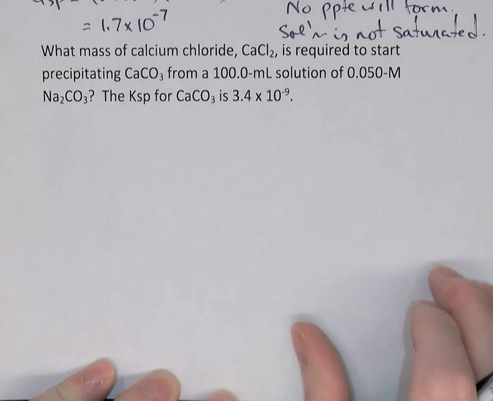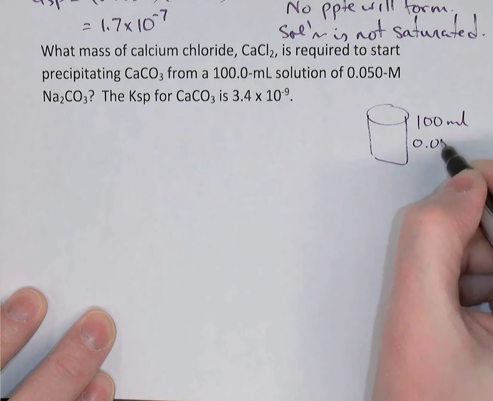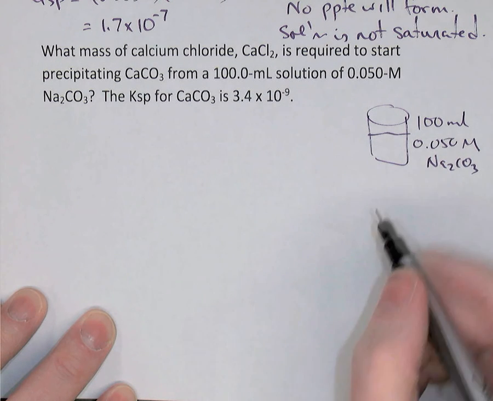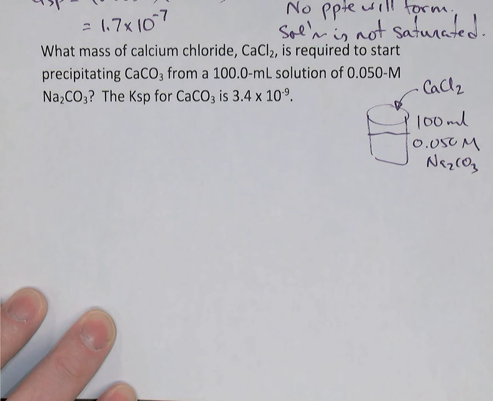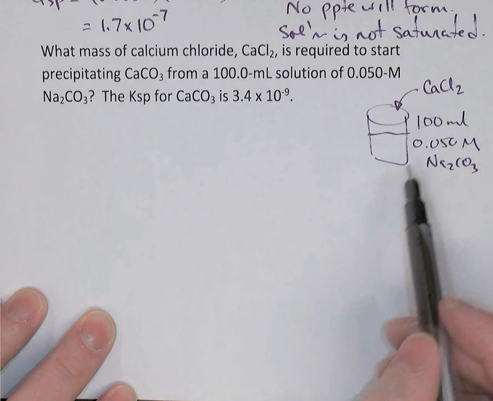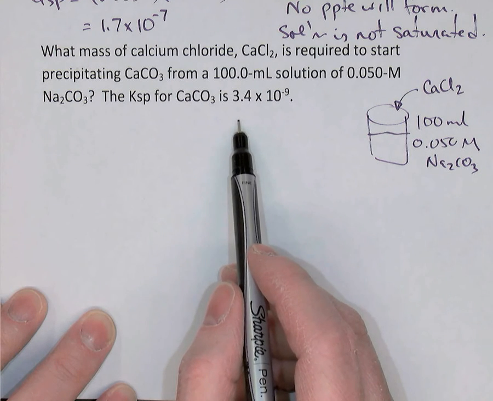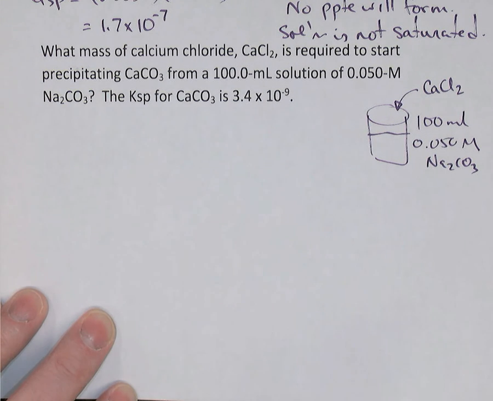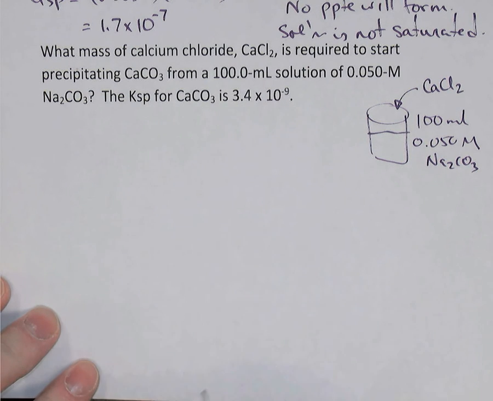So if we make sure we understand what the question's asking, we have 100 mL of 0.05 molar sodium carbonate solution. And into this solution, we're going to add some calcium chloride. The question's asking us, what mass of calcium chloride should we add to start precipitating calcium carbonate? Calcium carbonate is not very soluble, as we can see from its small Ksp value. So when we add calcium chloride to the solution of sodium carbonate, we can imagine calcium carbonate forming, and therefore a precipitate forming. The question is, what mass of calcium chloride will start that precipitation?